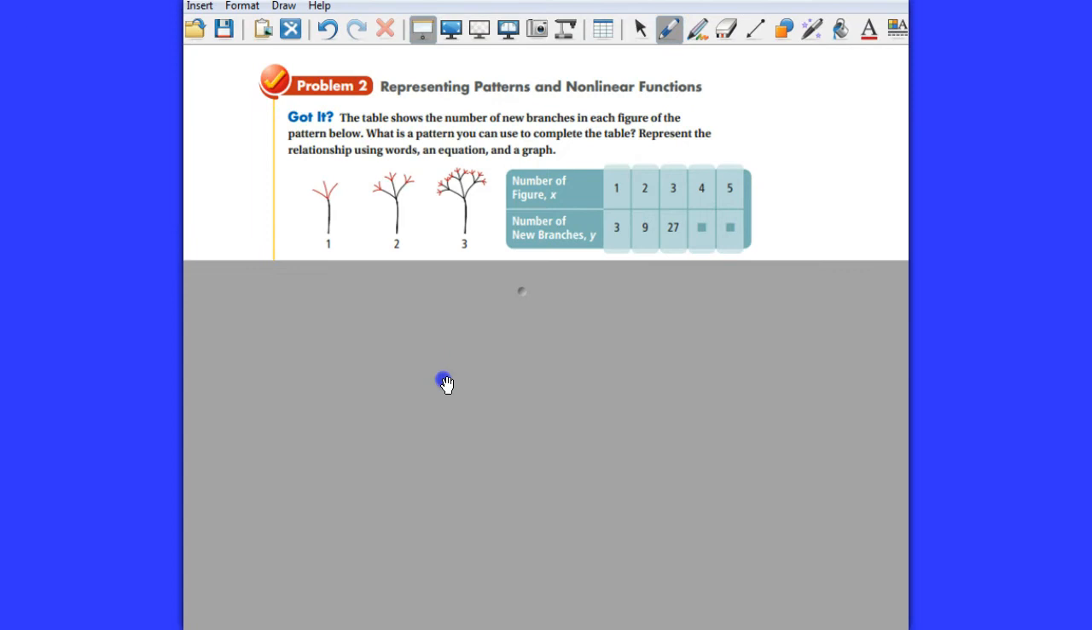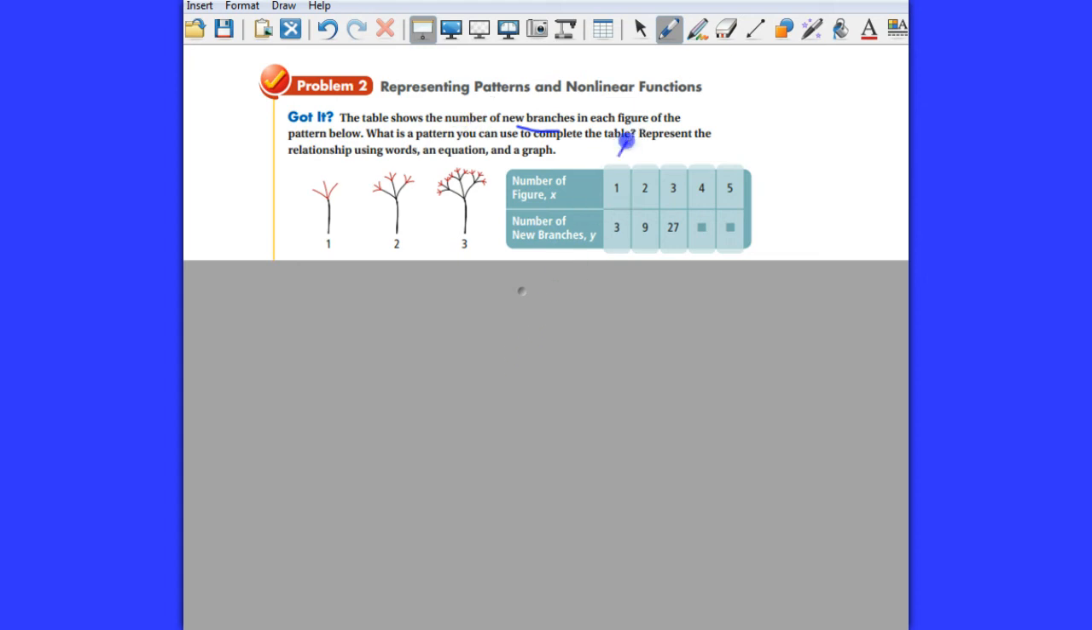Well, let's take a look at this interesting relationship, this function. It says, let's say that they're drawing this figure that they have sketched out here. It kind of looks like a tree where it comes out, you have 1, and then it sprouts out into 3, and then each of those sprout out into 3, and then each of those sprout out into 3. It says, the table shows the number of new branches in each figure of the pattern below. What is a pattern you can use to complete the table and represent the relationship in words, equation, and graph?